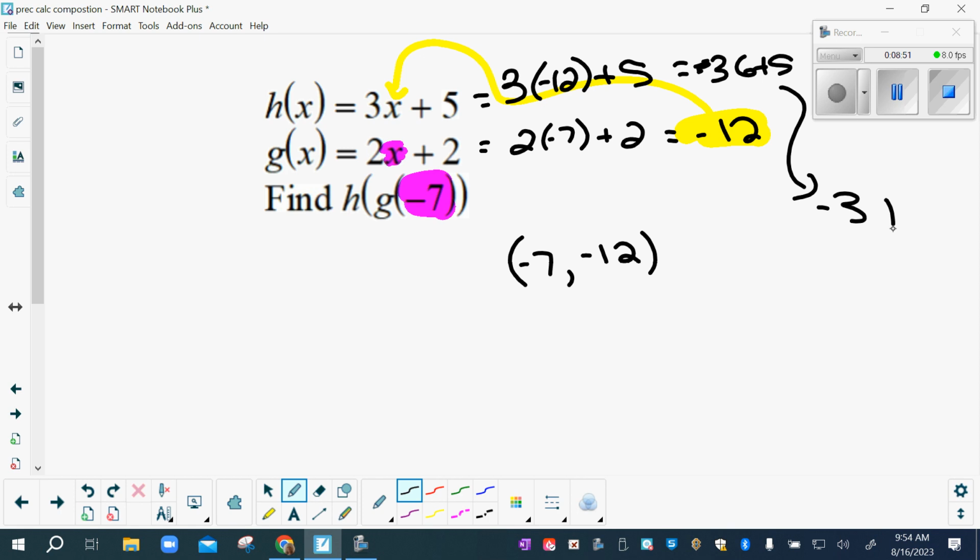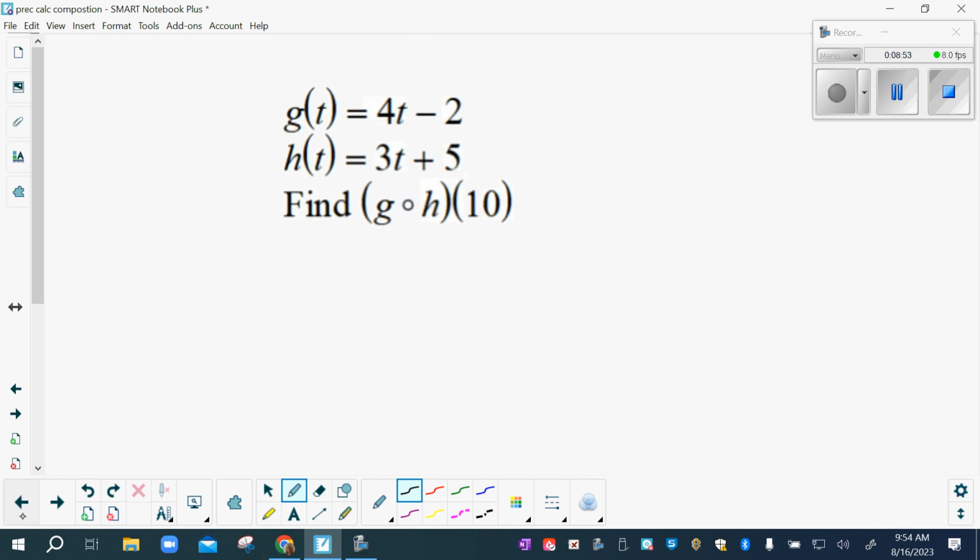I want you to try one on your own. Here we go. Try this bad boy. Oh, it's written in that weird FOG way, but that's our G of H way. That doesn't matter, right? It just means you go backwards. You're going to take that 10. Be careful. Plug it in the H first. Plug it in the G second. Order matters. So if you did it the other way, you'd come out with a different answer. It wouldn't be wrong. It would just be for a different problem.